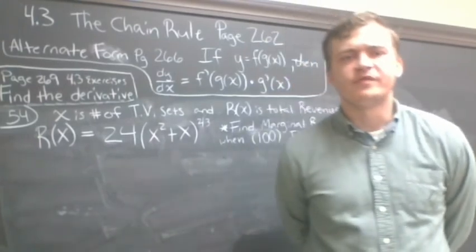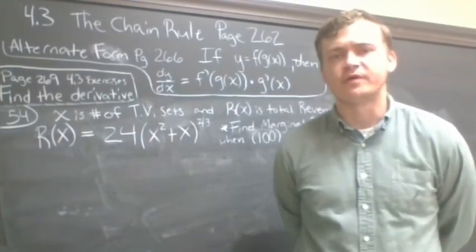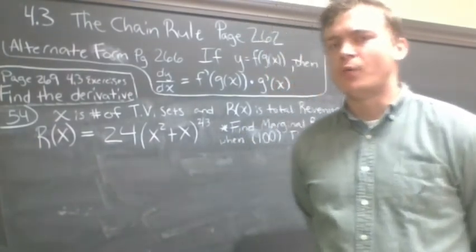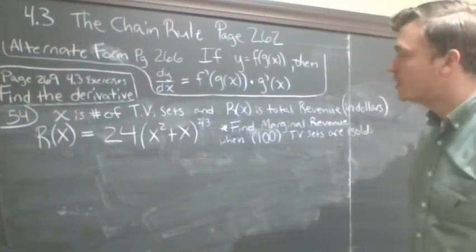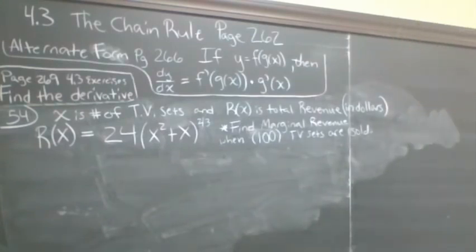So here, problem 54, exercise 4.3, page 269. We are looking here at an application where we are to assume that the total revenue for the sale of x TV sets is given by the following function. We have here R of x is equal to 24 times the quantity x squared plus x to the 2/3 power. We're being tasked with finding the marginal revenue when 100 TV sets are sold.